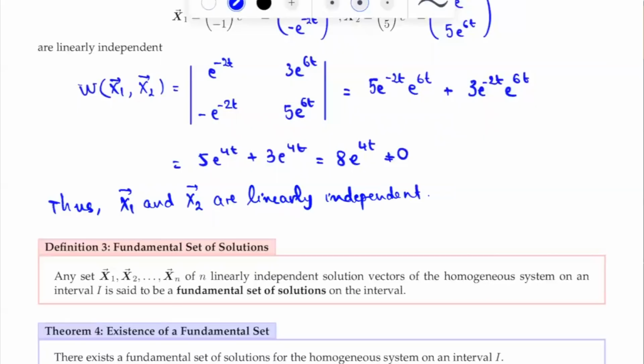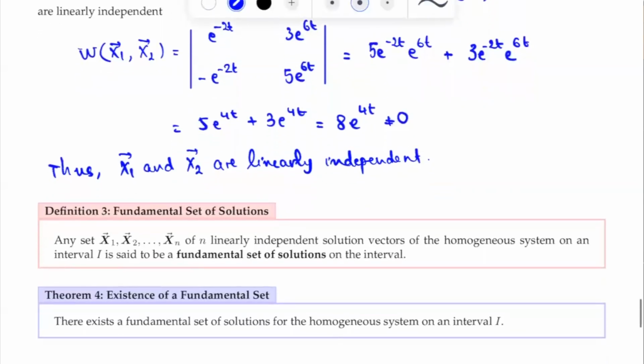Again, when you talk about the Wronskian, not only can you check that x1 and x2 are linearly independent if the Wronskian is different from 0, but you can also say that x1 and x2 form a fundamental set of solutions. So that's the key to the Wronskian. The next definition is the fundamental set of solutions.